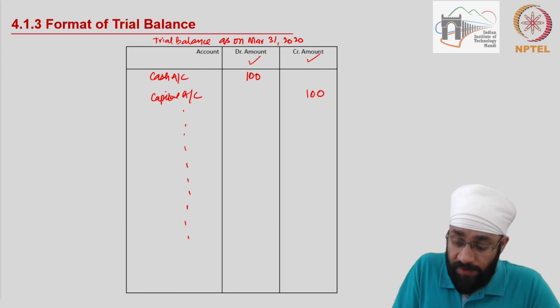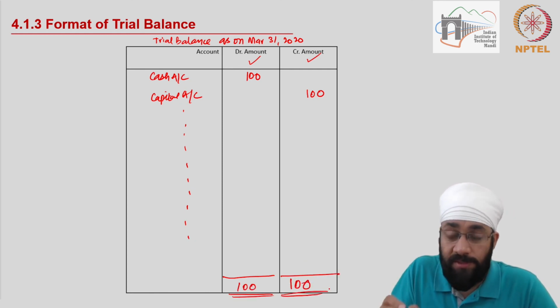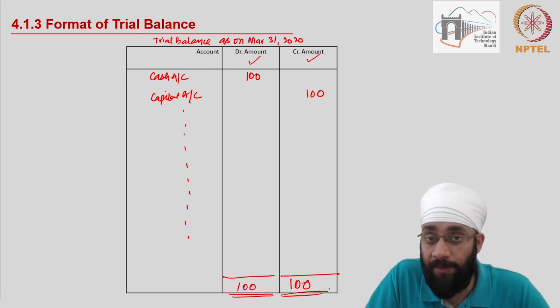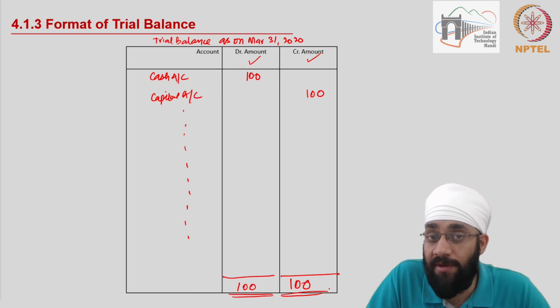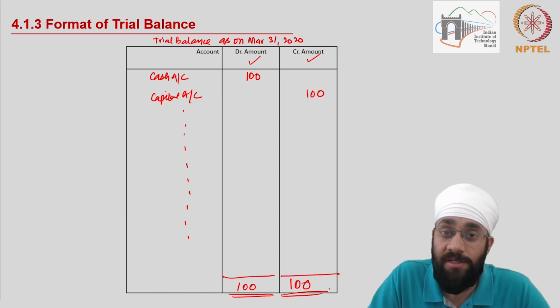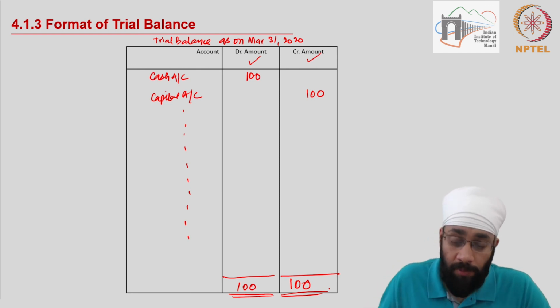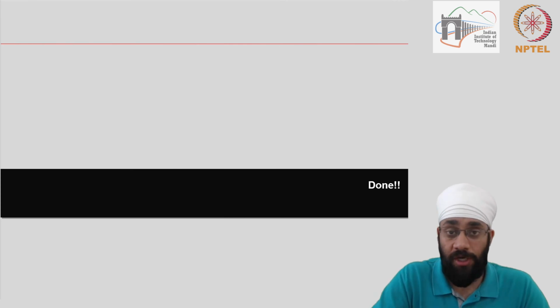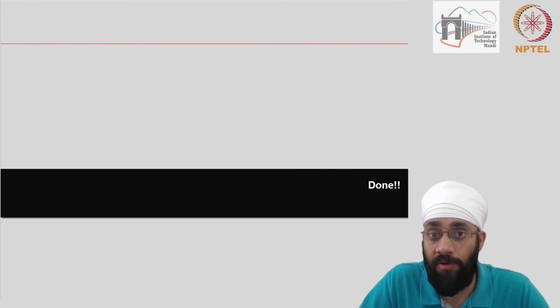At the end of the statement, the total on the debit side has to be equal to the total on the credit side. If that is done, that means you have written the journal entries correctly, you have posted the journal entries in the right accounts, and the statement is correct. The double entry system has been followed. So we will do some practice problems, some tutorials on this going forward. So let me stop here. This was a quick introduction to the statement called trial balance. I'll see you in the next video.